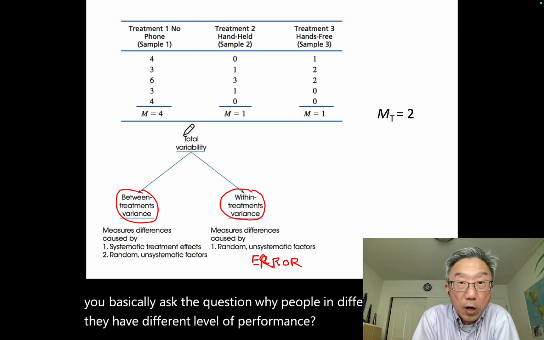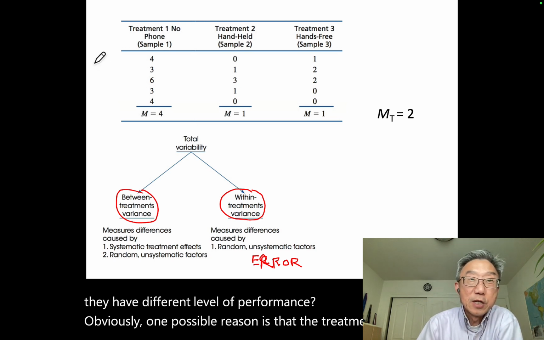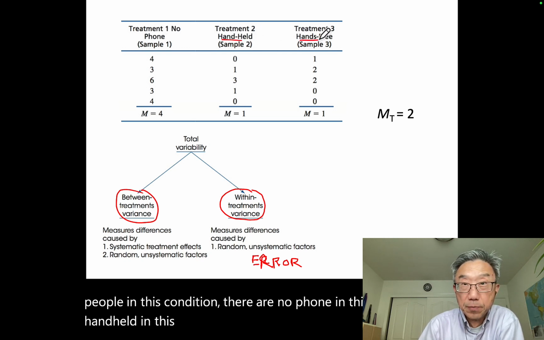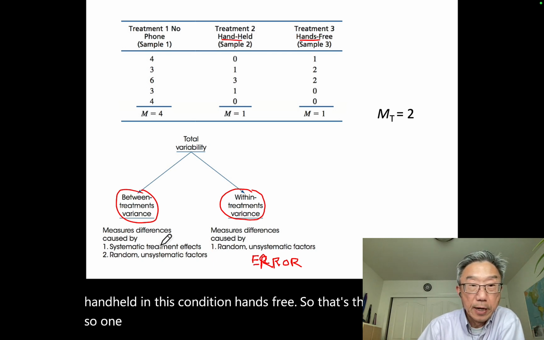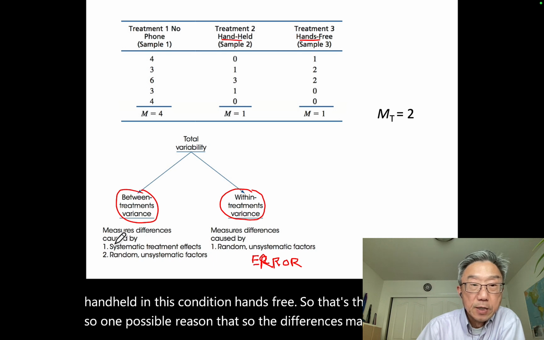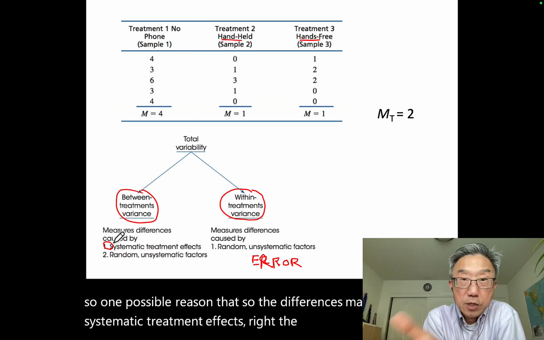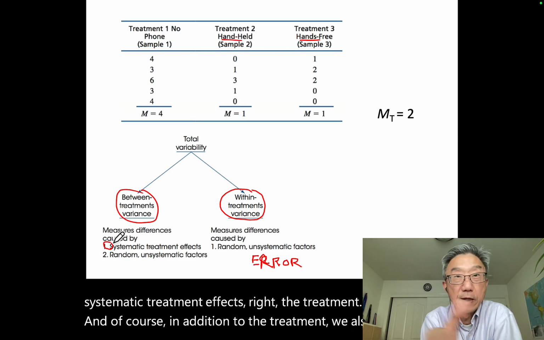Obviously, one possible reason is the treatment, right? People in this condition have no phone. In this condition, handheld. In this condition, hands-free. So that's the treatment. One possible reason is that the differences may be caused by systematic treatment effects, right? The treatment. And of course, in addition to the treatment, we also have different people in different conditions.